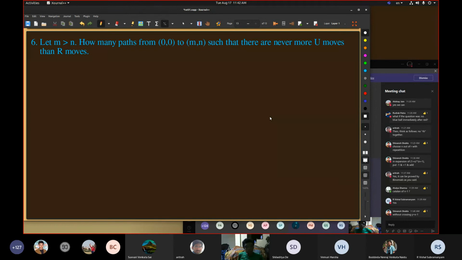Okay. So now let us solve this last exercise for today. How many paths from 0, 0 to m, n, where m is greater than n, such that, so let us draw the picture. So m is greater than n. So it will be something like this. You start here, end here, and you never have more up moves than right moves. So that means if I draw this y equal to x line, your path will never go on the top of this line.